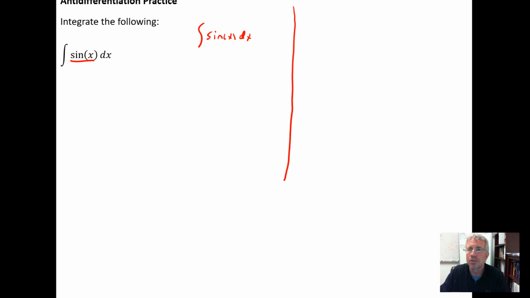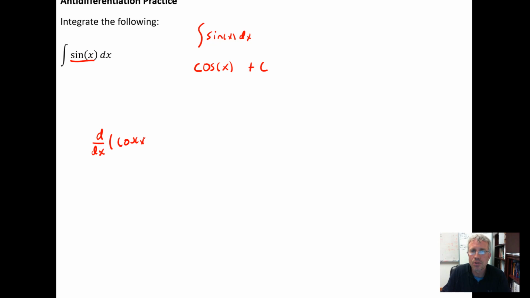So one way is just to look at this and make a guess. Say, hey, I guess that the antiderivative of the sine of x is the cosine of x plus a constant of integration. And then you check your work. You say, well, if I'm correct, when I take the derivative of my guess, I should get the sine of x back. I should get the original integrand back.